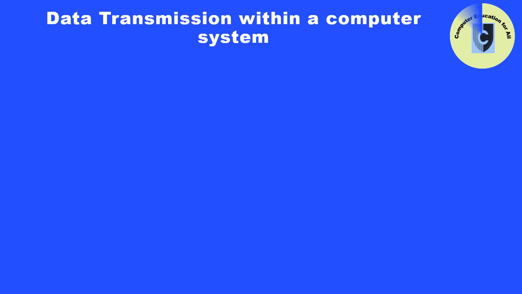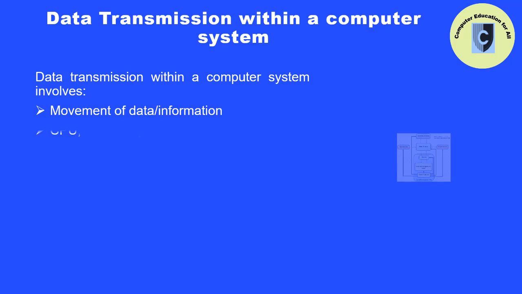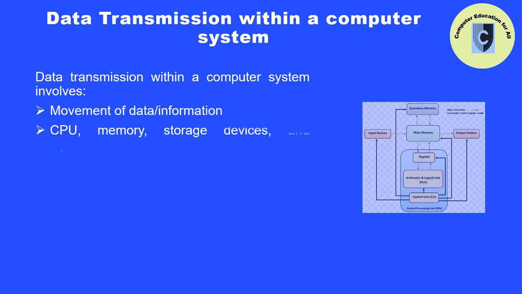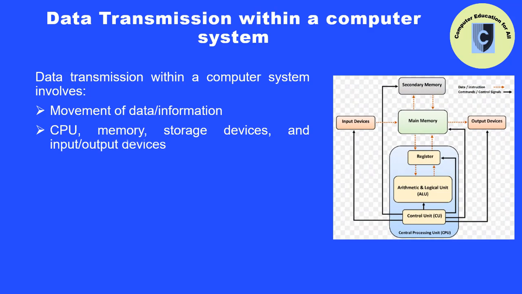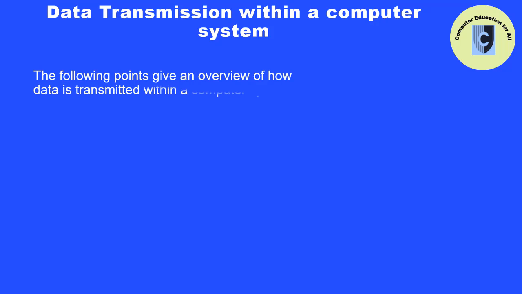Data transmission within a computer system. Data transmission within a computer system involves the movement of data/information between various components such as the CPU, memory, storage devices, and input/output devices. This process is vital for the proper functioning of a computer and its ability to execute tasks efficiently. The following points give an overview of how data is transmitted within a computer system.